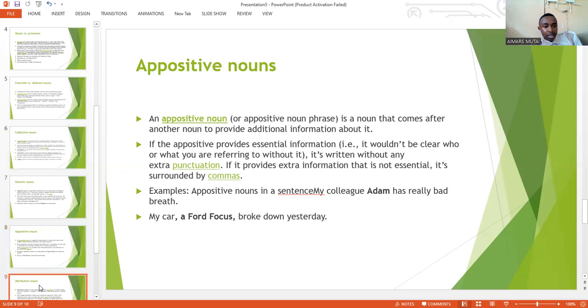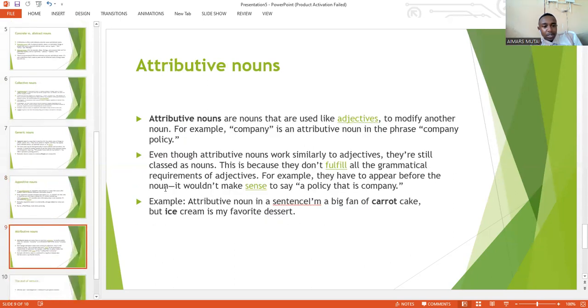The last one is the attributive noun. Attributive nouns are nouns that are used like adjectives to modify another noun. For example, company is an attributive noun in the phrase company policy. Even though attributive nouns work similarly to adjectives, they are still classed as nouns. This is because they don't fulfill all the grammatical requirements of adjectives. For example, they have to appear before the noun; it wouldn't make sense to say a policy that is company. For example: The deputy mayor is a big fan of carrot cake, but ice cream is my favorite.